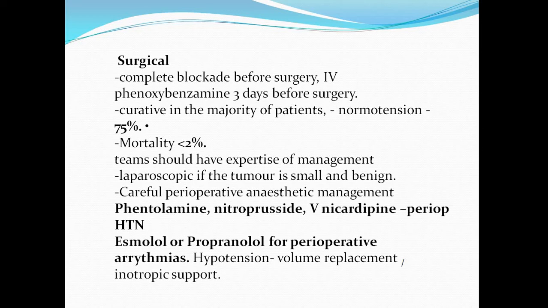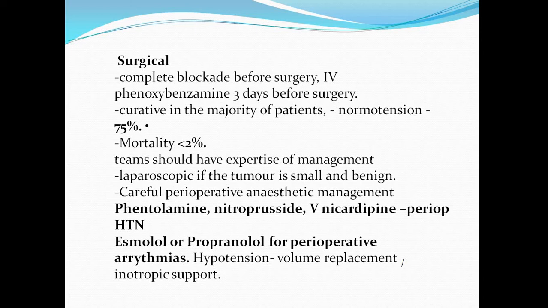So the Endocrine Society basically insists that the teams which are going to operate on the patient should have enough expertise. Ideally they should be dealing with these surgeries quite a lot, both the anesthetic and the surgical teams. So that's an important aspect. And if the tumor is small and benign, it's laparoscopic. Mostly it's laparoscopic. But there are occasions when you do that as an open surgery, which I'll discuss later.